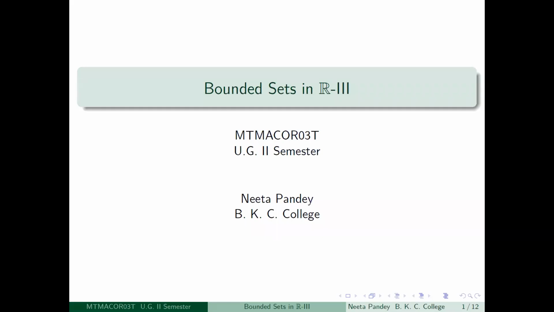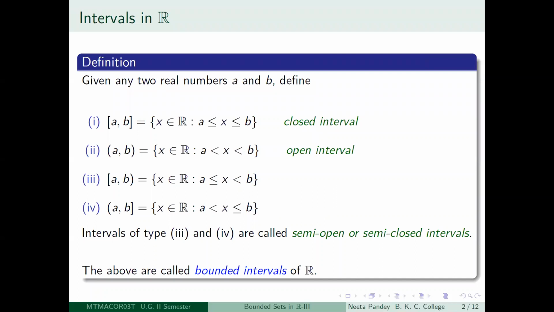So in this final part on bounded sets in R, we will describe certain important subsets of R which are called the intervals, and then we will prove the existence of the nth root, the positive nth root of a positive real number, and finally we will show that the set of rational numbers is not order complete in itself. So first of all, what are intervals?